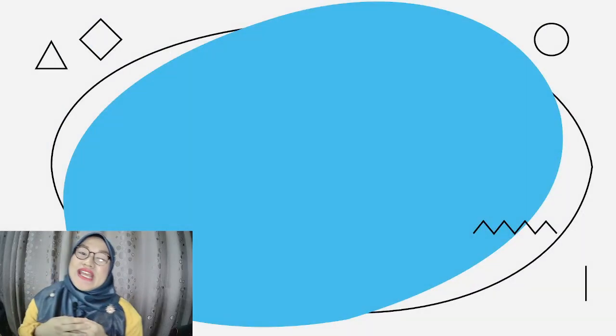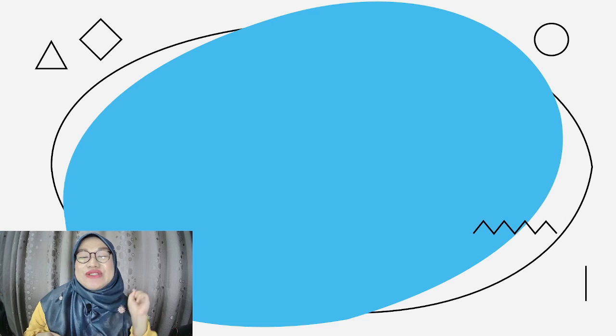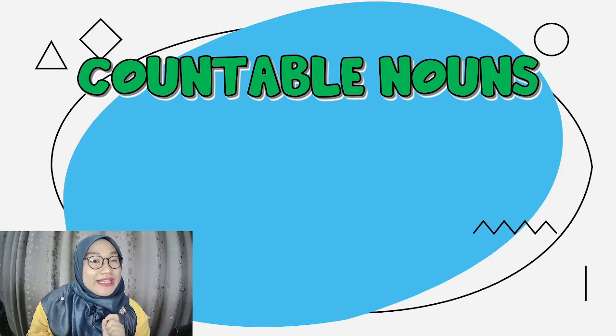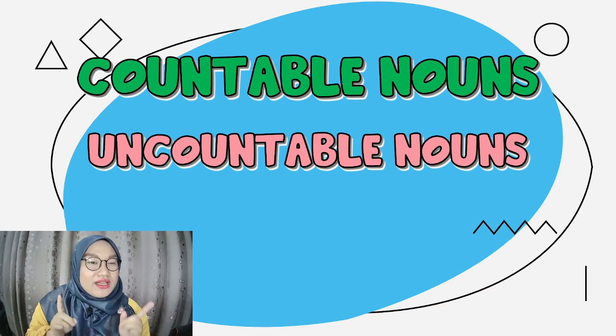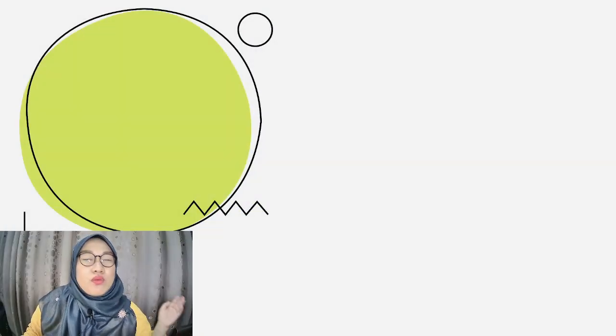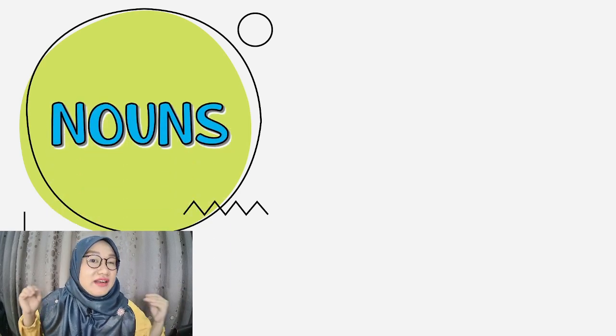Okay, so today we are only going to learn about two very simple things, which are the first one, countable nouns, and the second one, uncountable nouns. Sounds familiar, right? Let's see what these two things are. Before we look at the difference between countable nouns and uncountable nouns, first you must know what a noun is, or what nouns are.